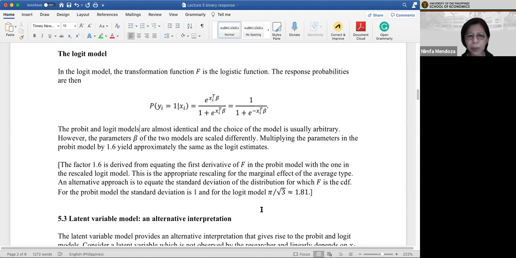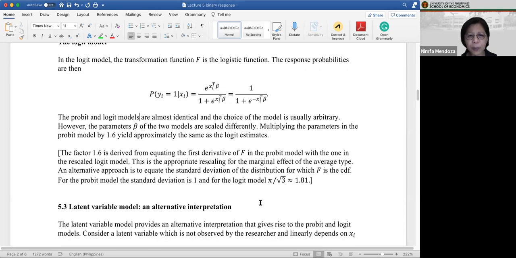An alternative approach is to equate the standard deviation of the distribution for which F is the CDF. For the probit model, the standard deviation is 1. Note that we have the standard normal distribution and the variance is 1, therefore the standard deviation is 1. And for the logit model, you have pi over square root of 3, which is approximately 1.81.